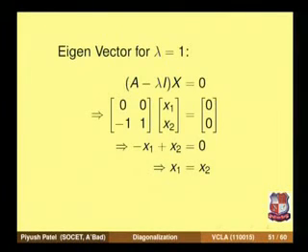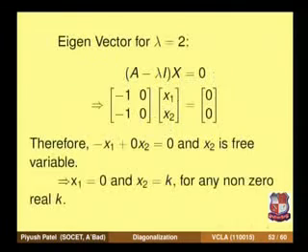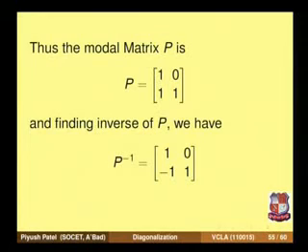For lambda is equal to 1, when you solve this system you will get x1 and x2 the same, so all the vectors whose both components are the same are eigenvectors, so you can take 1 1 as the eigenvector. Similarly for 2, when you solve the system you will get the first component 0 and the second component any non-zero number, therefore 0 1 is the eigenvector for lambda is equal to 2. So the modal matrix is 1 0 0 1, with the vectors v1 and v2 as the columns.